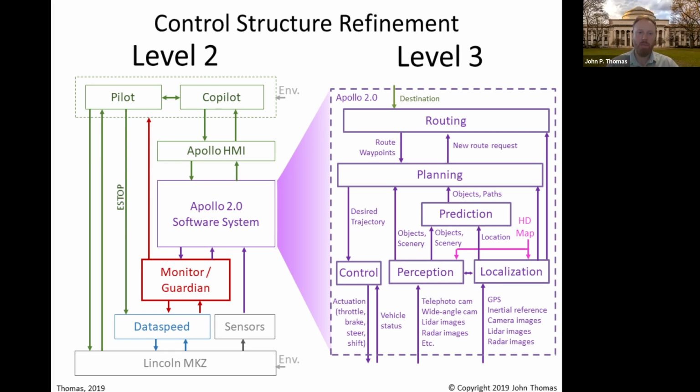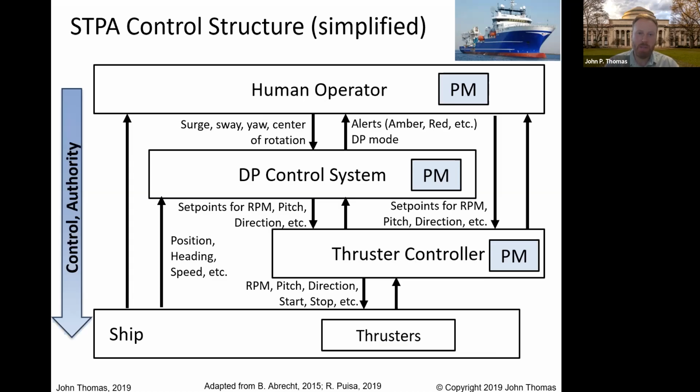Lots of unsafe control actions we have to control for, and scenarios that we are building into our system without realizing it. This is a dynamic positioning system used on ships and oil rigs and submarines and things like that. We have the physical ship at the bottom here. We've got some thrusters and some other things that you can control. What controls the thrusters, let's say?